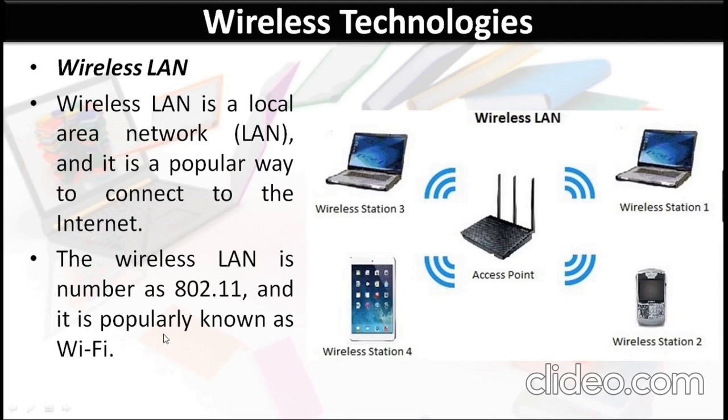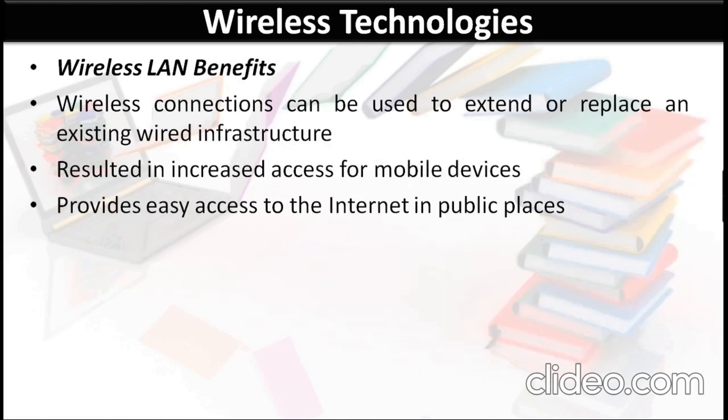So this is all about wireless communication transmission media. A benefit of wireless LAN is that it can extend and replace existing wire infrastructure. We do not need any wire communication, we can connect wirelessly, so we can replace it easily. These are some of the benefits of wireless technology.